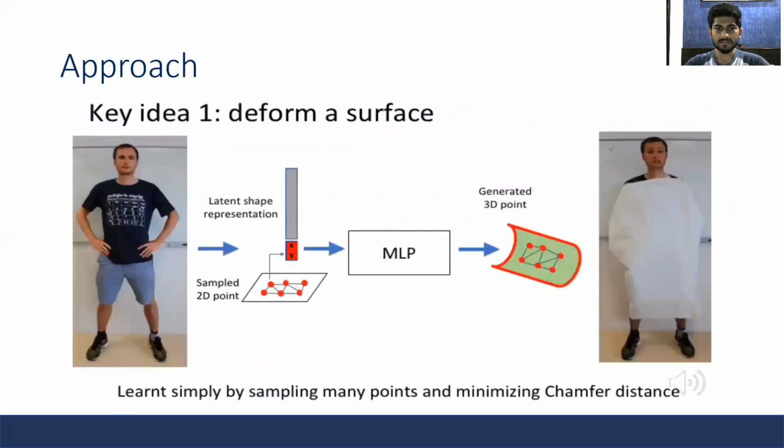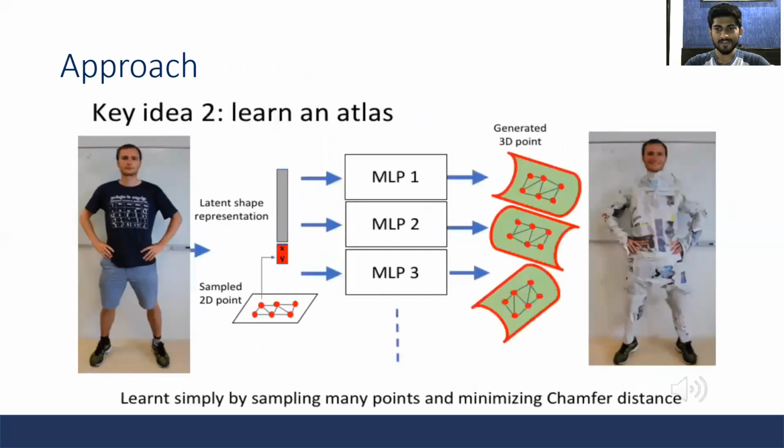This is a very intuitive image which the author has used. For example, if you just use one multilayer perceptron, you can see that it is just using one patch to cover the entire surface, which is not really a good output. But when you use multiple patches, you can see that it covers the surface in a better way. So use multiple multilayer perceptrons.